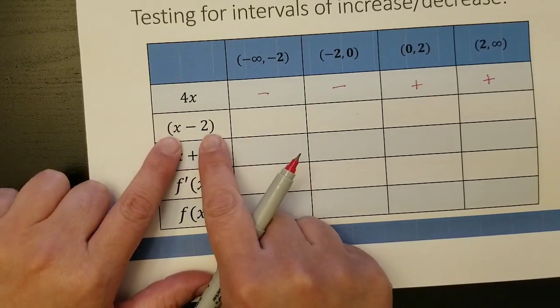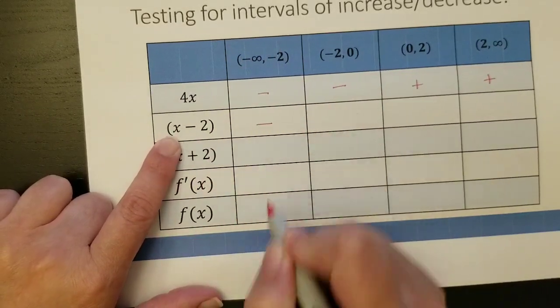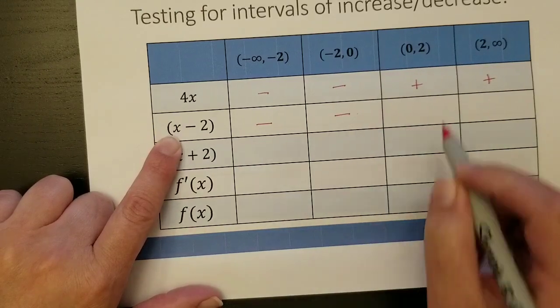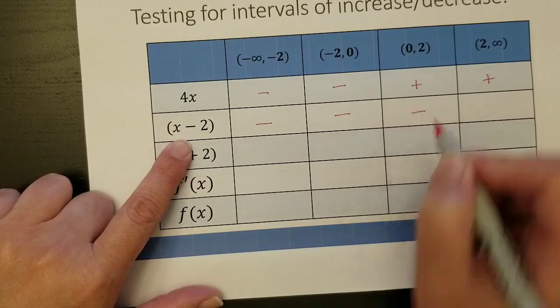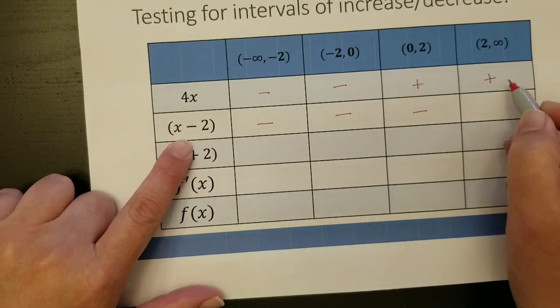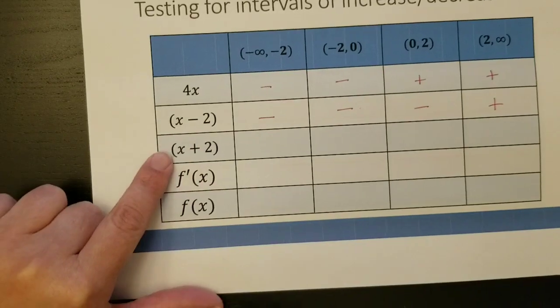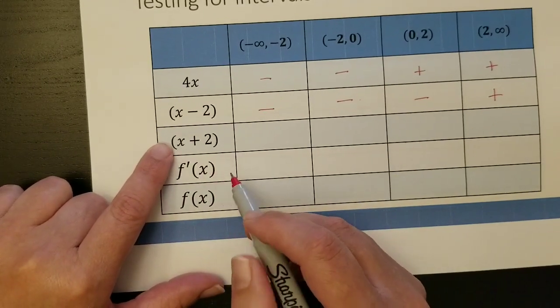If I look at the factor x minus 2, any number in here will give me a negative. If I subtract 2, negative also in here. Any number between 0 and 2, if I subtract 2, that will also be negative. Once I get above 2, subtracting 2 will give me a positive value. Because I don't actually care about the value of the derivative, just the sign.